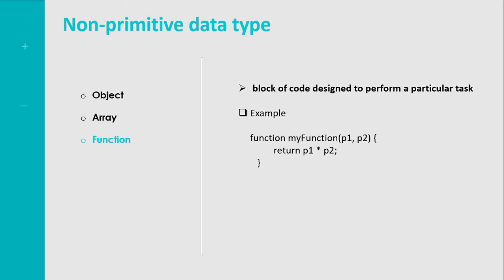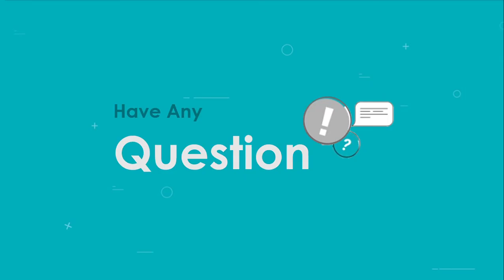Then function. JavaScript functions are used to perform operations. We can call a JavaScript function many times to reuse the code. A JavaScript function can be defined using the function keyword. That's all about JavaScript data types.